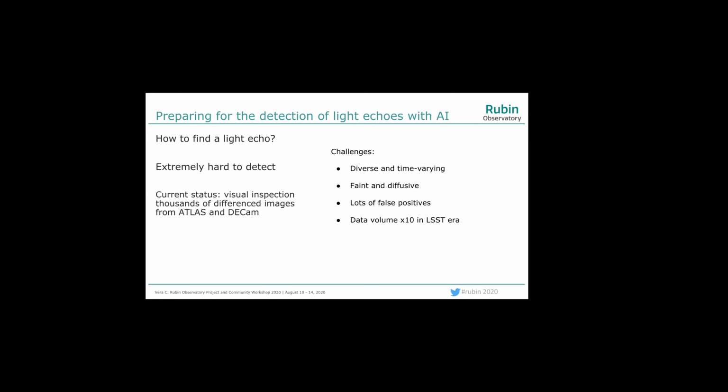Light echoes are extremely difficult to detect because they are diverse, time-varying, faint, and diffuse, and there are lots of false positives like reflections from the telescope and many other artifacts. In the era of LSST, the data volume will be 10 times larger, and data mining techniques are needed for detecting light echoes. The current state of the art is visual inspection, which will be impossible for thousands of images in LSST.